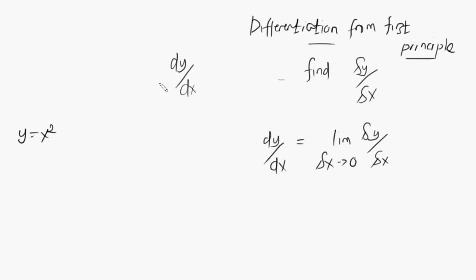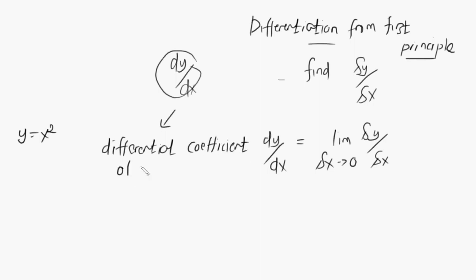And this dy/dx that we obtained also has its name. This is what we call the differential coefficient of y with respect to x. These are the names of these things. So we did differentiation from first principle, and then we obtained the differential coefficient of y with respect to x, whose symbol is that dy/dx.